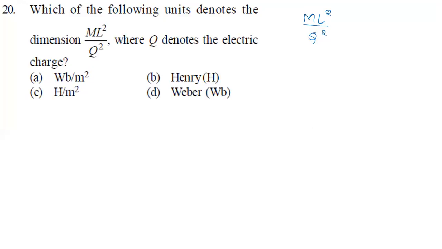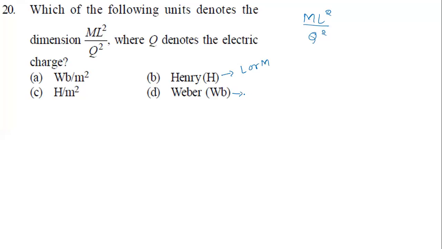Okay. So look at the options now. These units are indicating what quantities? Henry. Henry is indicating either inductor or what now? Mutual inductance or self-inductance. Okay, that's correct.